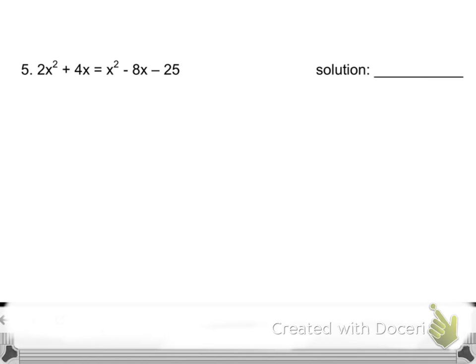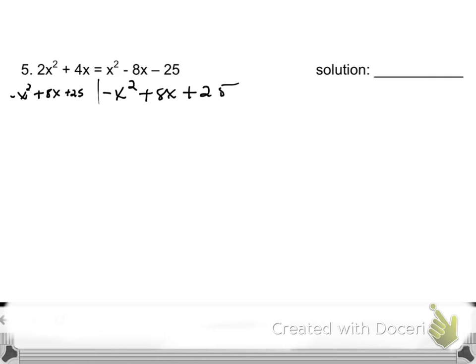All right, now our last problem. We have a lot of things to do here. We have to combine the x squareds. There's 2 sets of x squareds, 2 sets of x's. So we're going to add like terms. Well, we want our x squareds to be positive. So I'm going to subtract this x squared and add this 8x and add the 25. So we'll do the same thing on this side. Subtract x squared, add the 8x, and add 25.